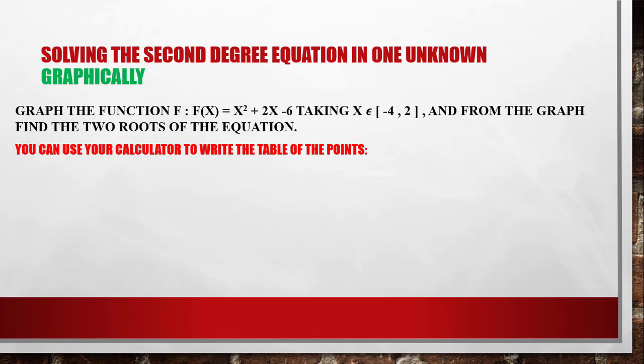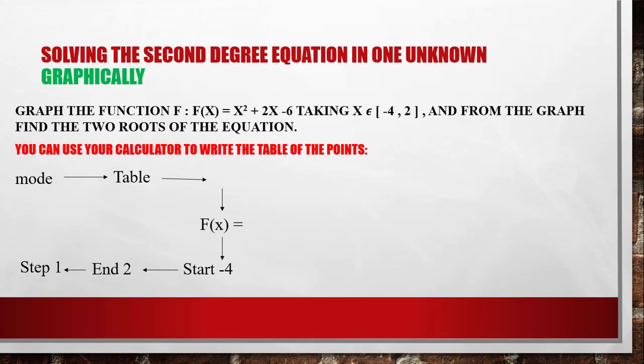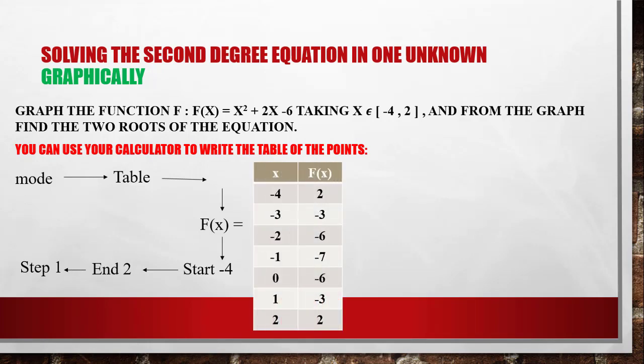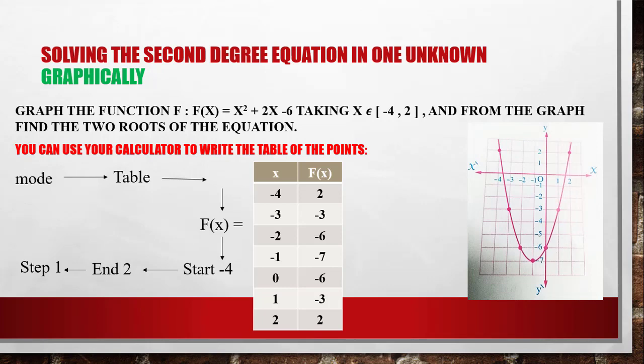We studied how to draw this curve. Using our calculator, we will form a table, or you can use substitution and assume x from the given interval. If you want to use your calculator, you will use mode, then choose table, and write the function. The start point here is -4, the end is 2, and the step is 1. In this case, the calculator gives you this table. We use this table to locate the points and join them by free hand to get this curve.